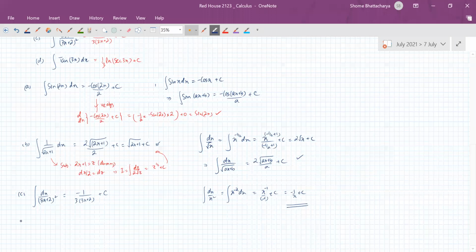Let's come to the next part. Integration of tan 3x. So you have to keep this in mind that integration of tan x, remember the indefinite integration was ln of sec x plus c. So here this will become ln of sec 3x divided by 3. There's a 1 by 3 term here plus c.